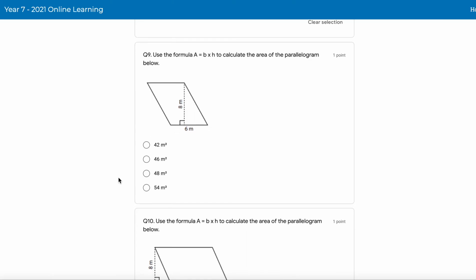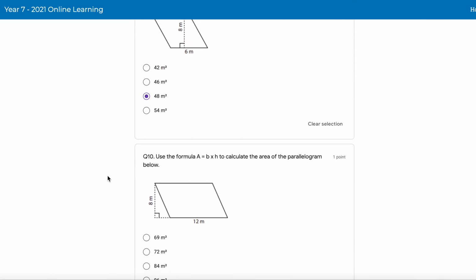Another one, same thing again. It's a parallelogram. It's got a base of 6 meters and it's got a perpendicular height of 8 meters. So 6 times 8 will give us the area.